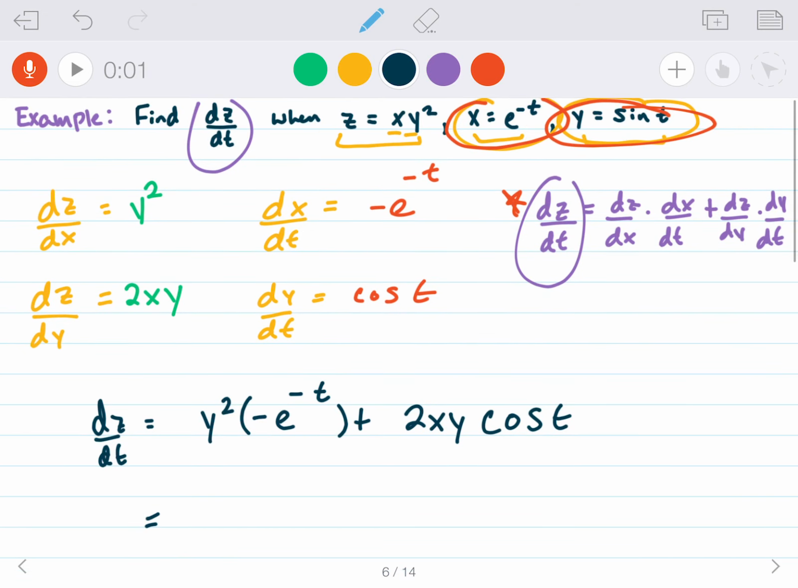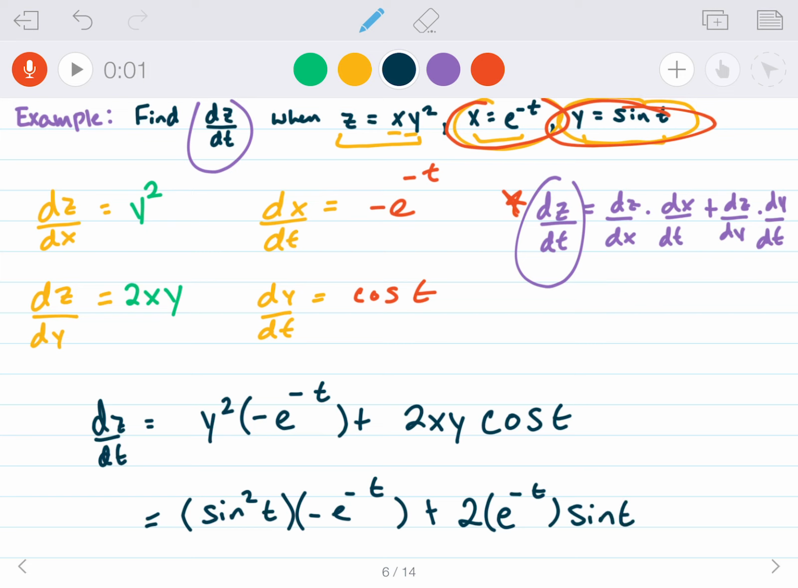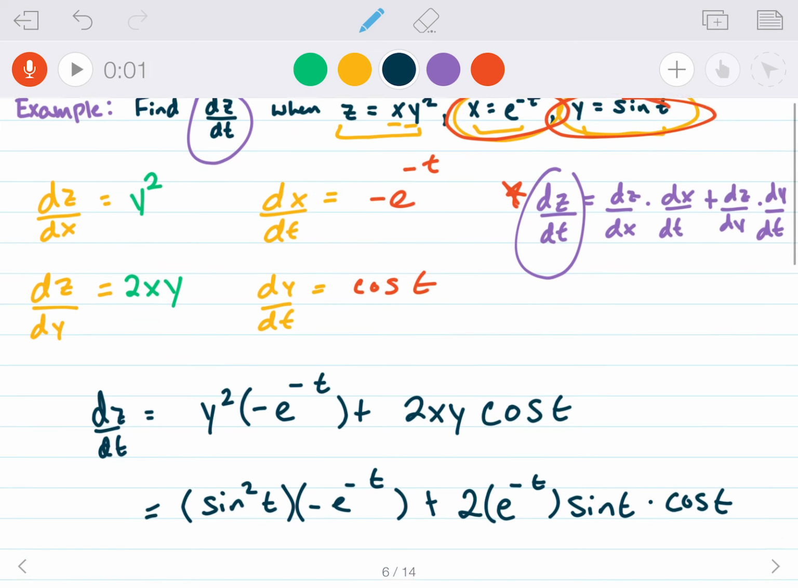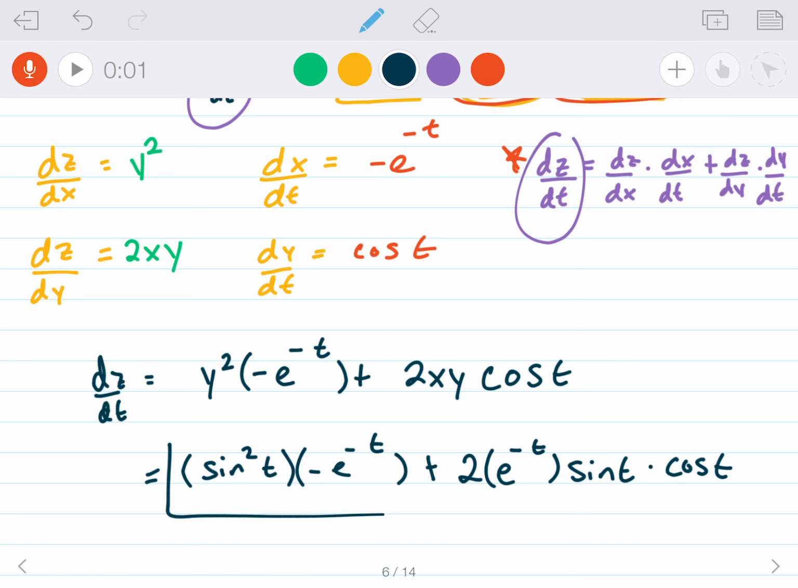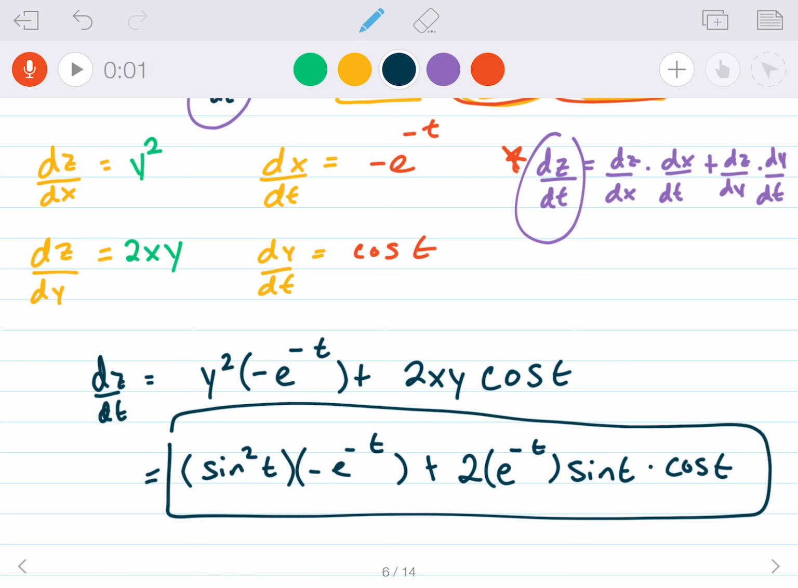So y was given to be sine t, so I have sine squared t, it's negative e to the negative t, plus x is defined to be e to the negative t, so I have 2 times e to the negative t, and then another y, so that's sine of t times cosine of t. Okay, and that is my answer. That is dz/dt, okay?